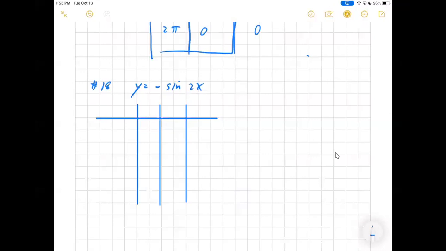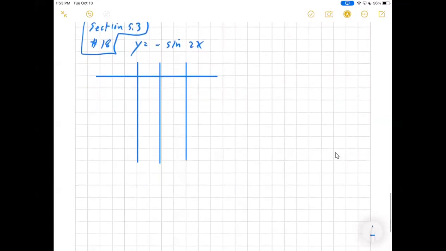Okay, so here you see from section 5.3, let me write that up here. We're doing problem number 18, which is from the same set as the homework. So we have y equals negative sine of 2x. Now you might be able to guess what it does right away. We're going to have a flipping of the sine function over the x-axis, and we're going to have a compression of the sine function. So you might be able to quickly sketch it, but let me show you the 5-point method.